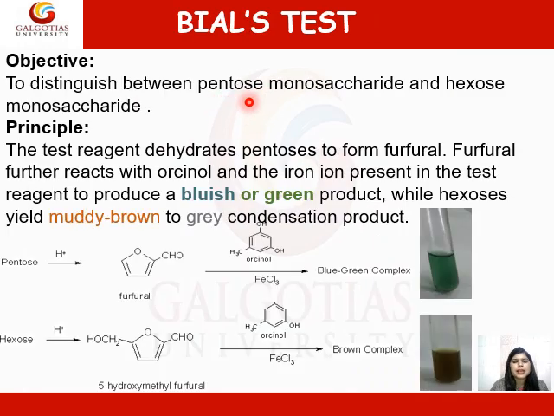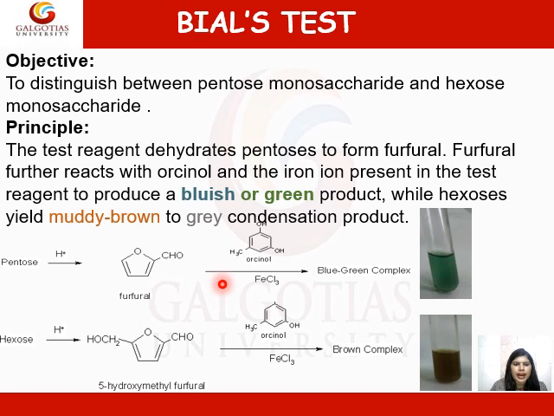Bial's test. This test is used to distinguish between pentose monosaccharides and hexose monosaccharides. The test reagent Bial's test uses concentrated HCl as the dehydrating acid and orcinol plus traces of ferric chloride as a condensation reagent. The test reagent dehydrates pentoses to furfural.